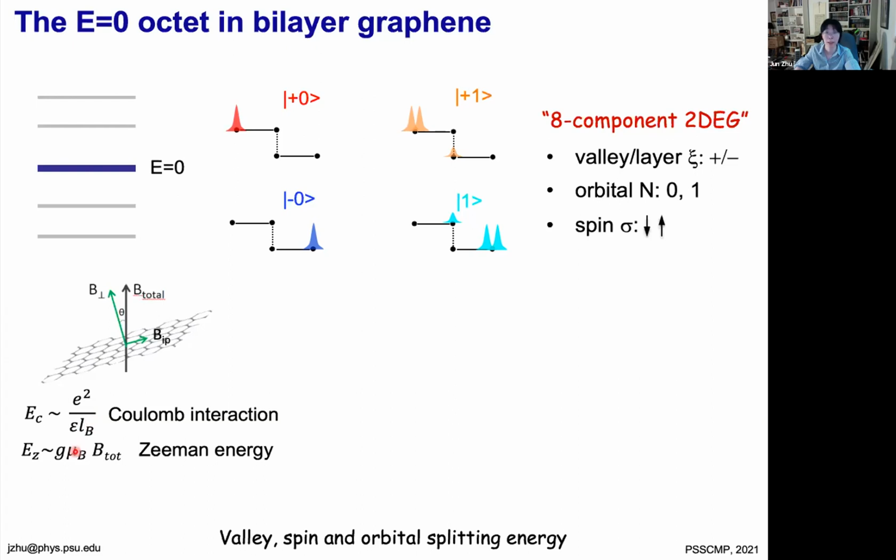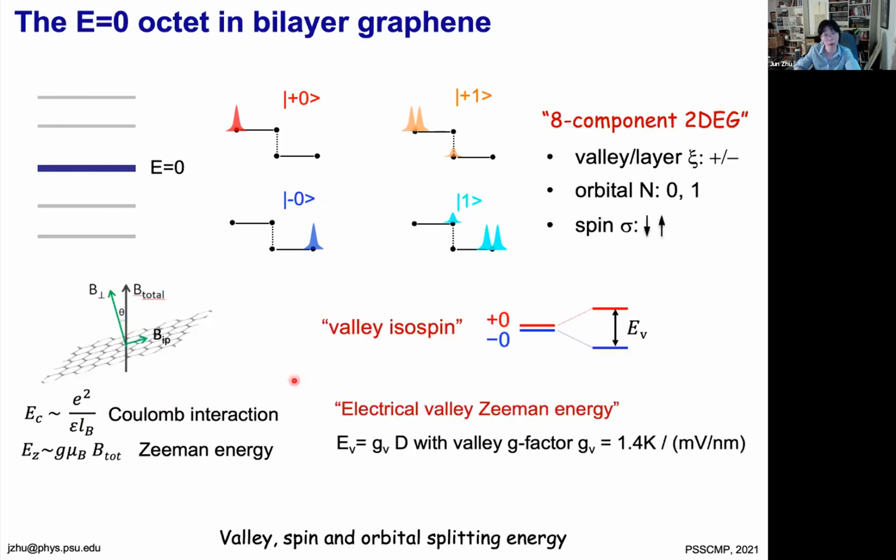We can tune the actual spin Zeeman energy using the total magnetic field, for example by applying an in-plane magnetic field on top of the perpendicular component. But we can also tune the valley splitting between the plus and minus valleys by applying the perpendicular electric field that I just showed you. Just like what happens at zero magnetic field, applying a perpendicular D field splits these two levels, giving them different electrostatic potentials. And that energy splitting is purely electrical. This is what I call the electric valley Zeeman energy. And the valley Zeeman g-factor, as I showed you before, is 1.4 Kelvin per millivolt per nanometer. So these are the knobs that we're going to be working with.